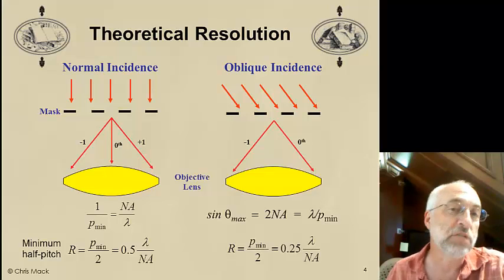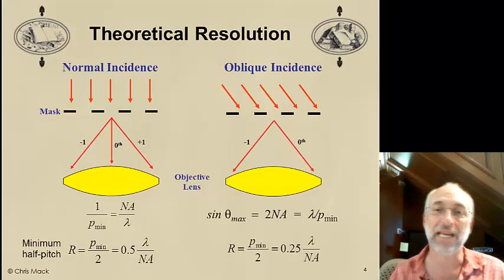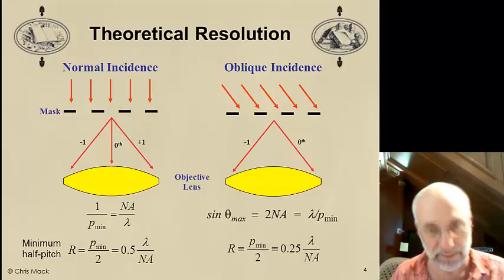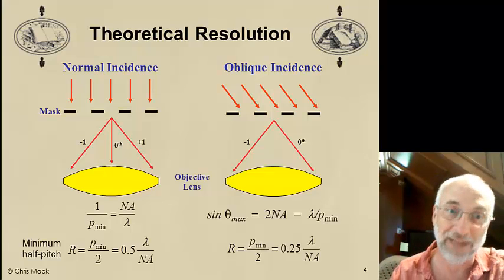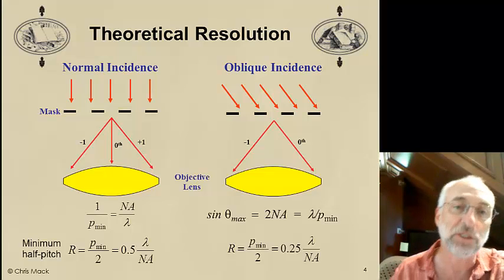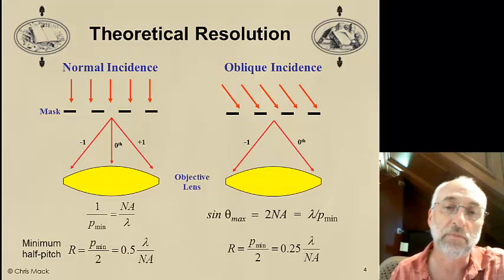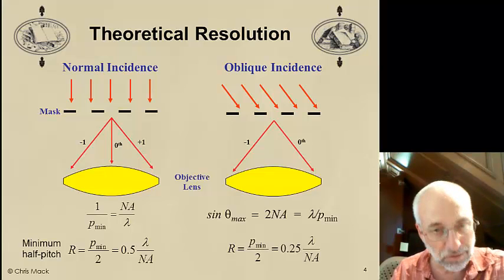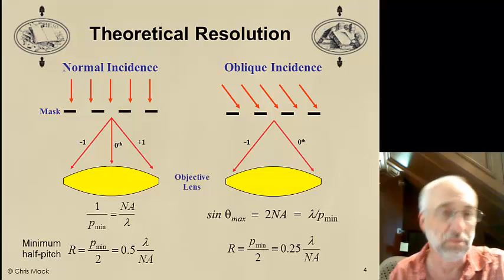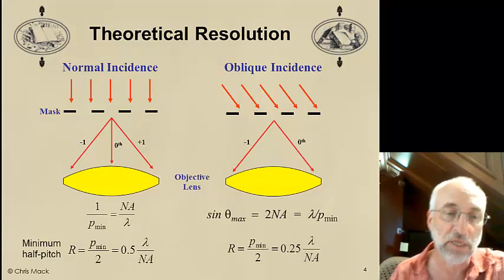We have a name for these two situations. On the left we call it 3-beam imaging, and on the right we call it 2-beam imaging. I bet you can't guess why we came up with those names. If I have 3 diffracted orders through the lens, I call it 3-beam imaging. If I have 2 diffracted orders through the lens, I call it 2-beam imaging. With 2-beam imaging, I can get twice the resolution as I could with 3-beam imaging. Twice as good a resolution. That is, R is cut in half.